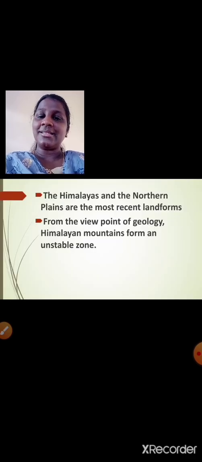Now what about Himalayas and the northern plains? They are the most recent landforms. From the viewpoint of geology, Himalayan mountains form an unstable zone. Why, students, do Himalayan mountains form an unstable zone? Because its height is still growing. Why? Now you will ask, Miss, why is its height still growing? Because of the movement of the plates. Due to the movement of the plates, its height is still growing.